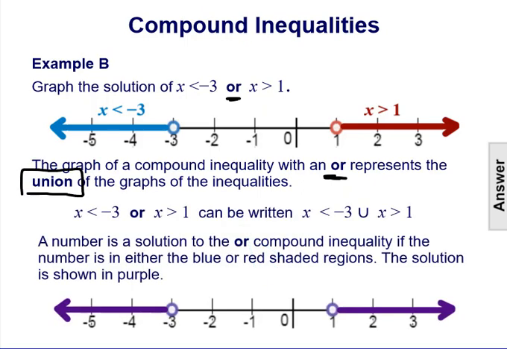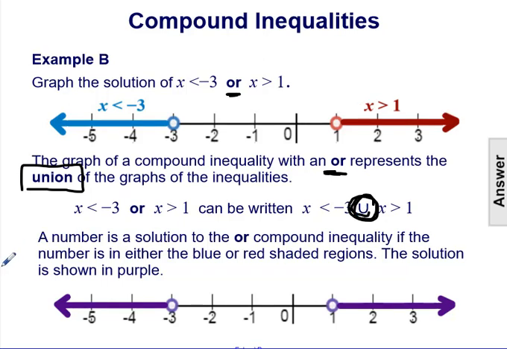So union we can actually rewrite with a symbol U. That's the symbol for union. Very easy to think of. It's a U. So a number is a solution to the "or" compound inequality if the number is in either the blue or the red shaded regions. So your blue and red just both become purple. Any number in those areas is a solution.